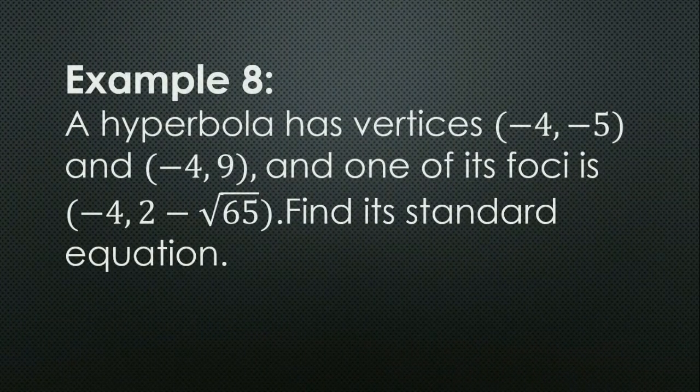Understood? Example number 8. A hyperbola has vertices negative 4, negative 5, and negative 4 and 9. And one of its foci is negative 4, 2 minus square root of 65. Find its standard equation. For the solution, watch this video.